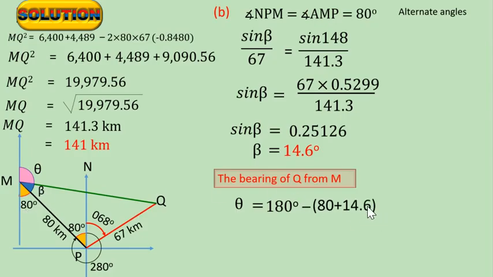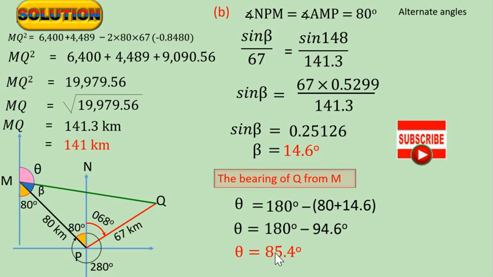And beta we know is 14.6. Look at the value here, 14.6. Then we'll put it there in place of beta. And then theta will be 180 minus the sum of this, which is 94.6. Use a calculator, subtract. What do you have? You have theta is equal to 85.4 degrees. And that's the final answer to 3 significant figures.